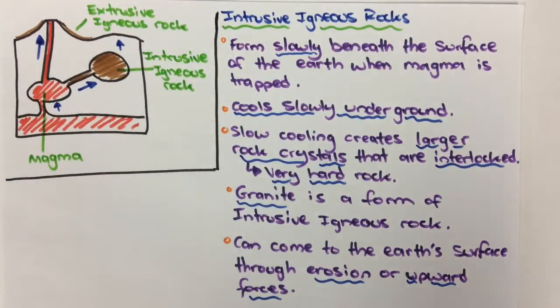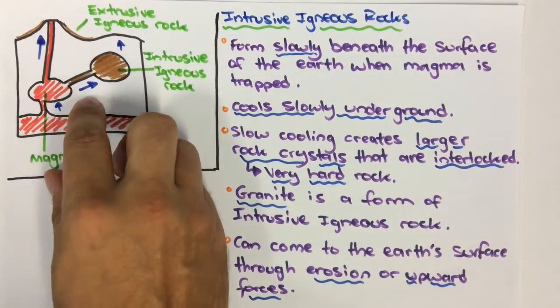Granite's a form of that intrusive igneous rock. Okay, the uses of granite are in things like bench tops in kitchens because it's difficult to scratch. This intrusive igneous rock can come to the surface of the Earth when the surface is eroded or there's forces beneath it pushing it up.